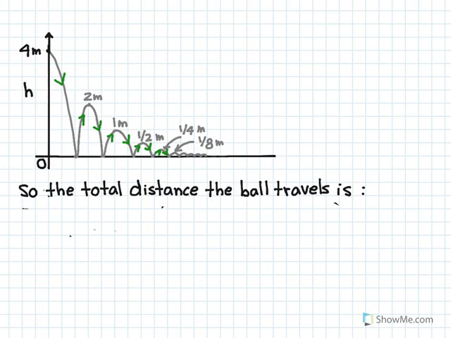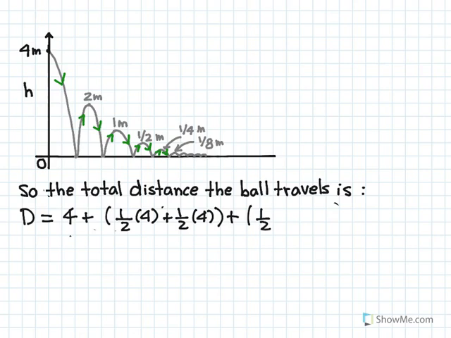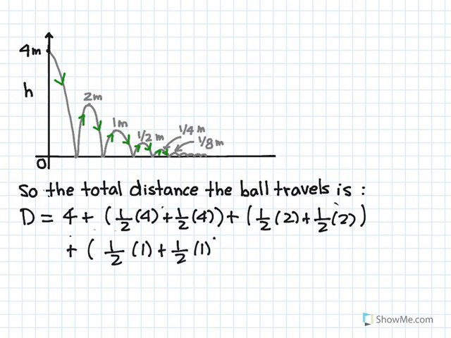So the total distance this ball travels is d equal to 4 meters plus 1/2 times 4, because it rebounds 2 meters, and 2 meters down, plus 1/2 times 4, plus 1/2 times 2, plus 1/2 times 2, because it rebounds 1 meter, then goes down 1 meter, plus 1/2 of the previous drop height of 1 meter, plus 1/2 times 1, because it travels down the same distance it went up, plus 1/2 times the previous drop height of 1/2 meter, so that's going to be 1/4, then it drops down 1/4, 1/2 times 1/2. And the cycle just keeps on going.